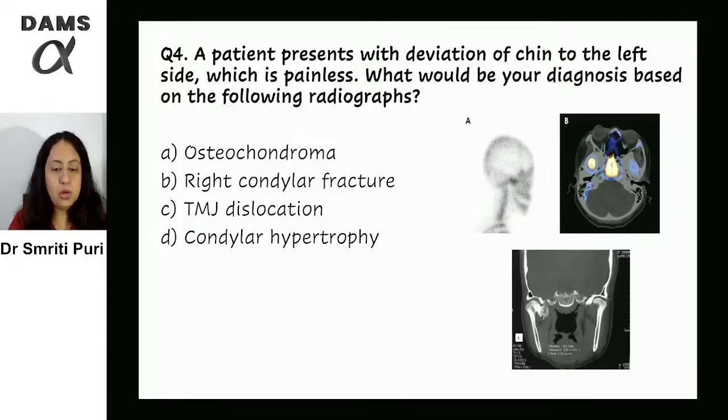Coming to question number 4, a patient presents with deviation of chin to the left side, which is painless. What would be your diagnosis based on the following radiographs? A, osteochondroma, B, right condylar fracture, C, TMJ dislocation, D, condylar hypertrophy. So what would be the answer here? Please let me know.